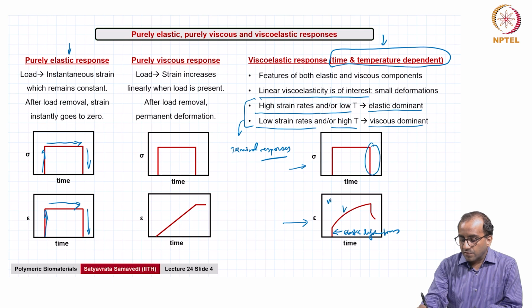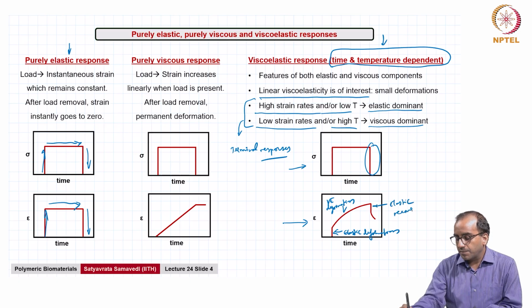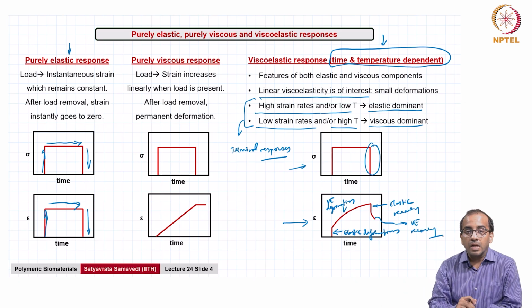This is viscoelastic deformation. This is elastic recovery, and this, as would be clear by now, is viscoelastic recovery. And this is just one sample of a potential viscoelastic response, right. We have not specified the material type, we have not said whether it is a thermoset or a thermoplastic, we have not said what the temperature is, etc. So, this is a classic textbook example of a viscoelastic response, right.